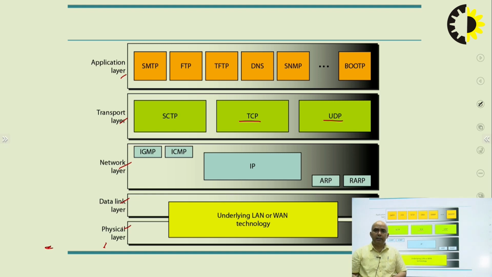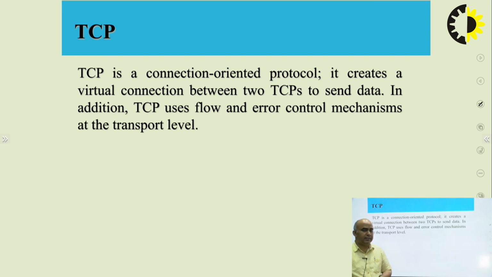The thing that I am going to discuss today is the types of numerical questions that are asked on these two protocols, TCP and UDP. In university exams, most of these questions are generally asked. So, what is TCP? TCP is a connection oriented protocol. It creates a virtual connection between two TCPs to send the data. In addition, TCP uses flow and error control mechanisms at the transport layer.